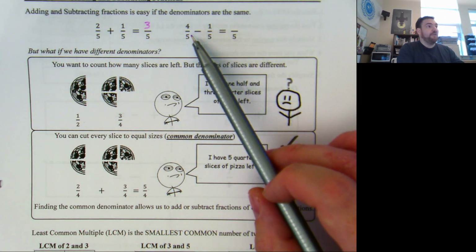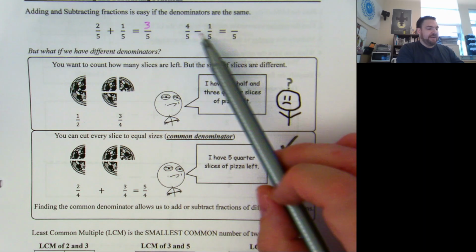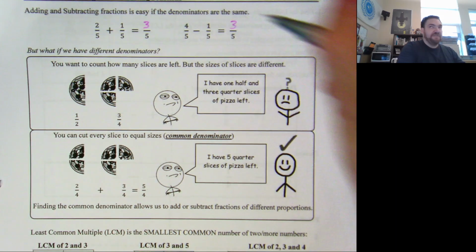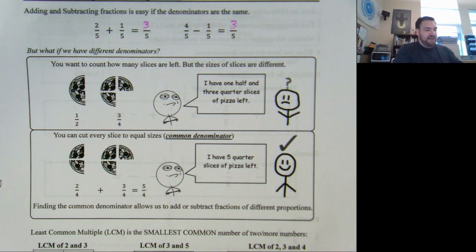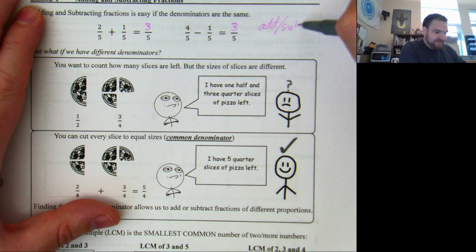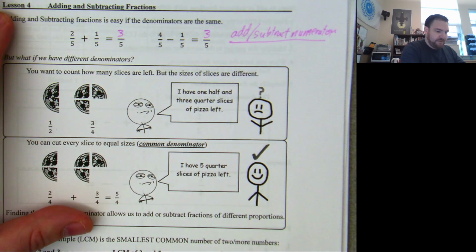Subtraction is the same. If I have 4/5, or 4 of my 5 pieces of pizza are there, and I take away 1 of my 5 pieces of pizza, how many pieces of pizza do I have left? 3 of the 5, right? If the denominators are the same, for addition and subtraction, you add or subtract the numerator, whatever it is, and you leave the denominator.